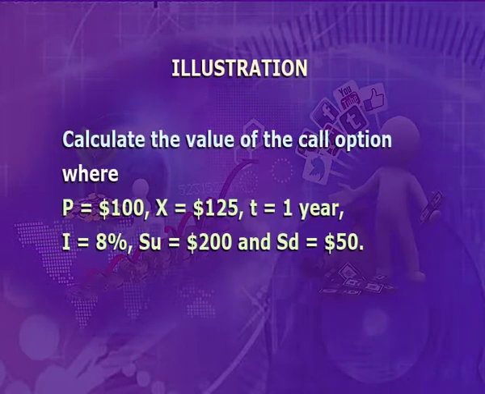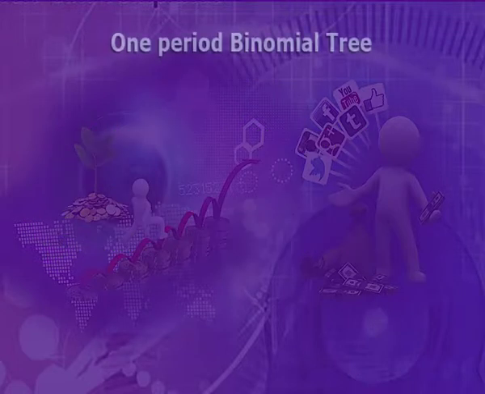Now friends, let us understand all this with the help of an illustration. Let us calculate the value of the call option where P is equal to $100, X is equal to $125, time period T is equal to 1 year, interest rate I is equal to 8%, SU is equal to $200 and ST is equal to $50. Now friends, let us have a look at one period binomial tree.